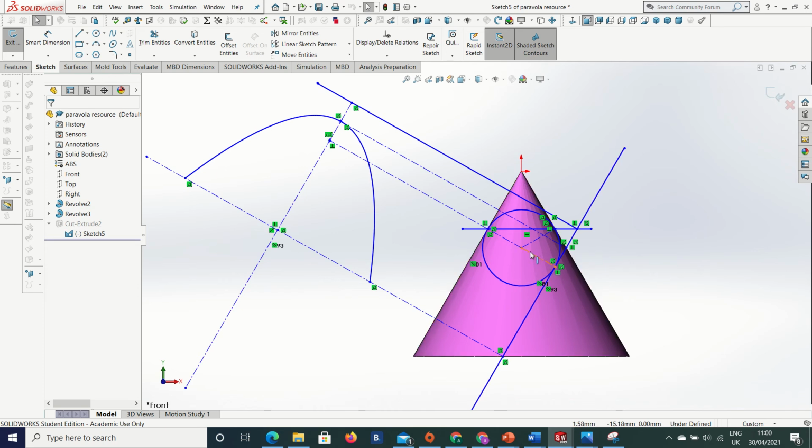So as we said, we find the vertex, and this is the vertex, and then the focal point is found by going perpendicular to your cutting plane and through the center, and that will find you your focal point. And now we need the directrix.